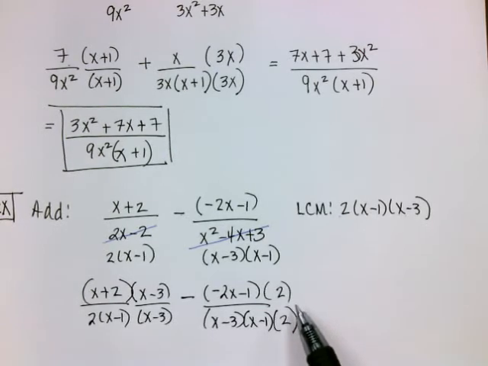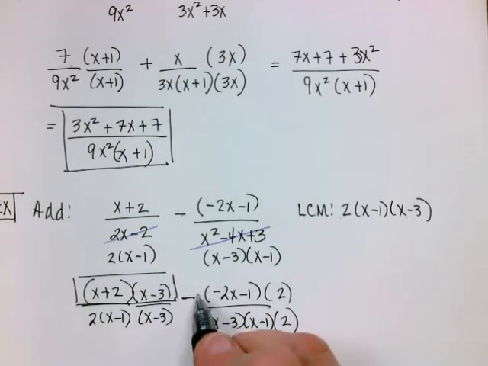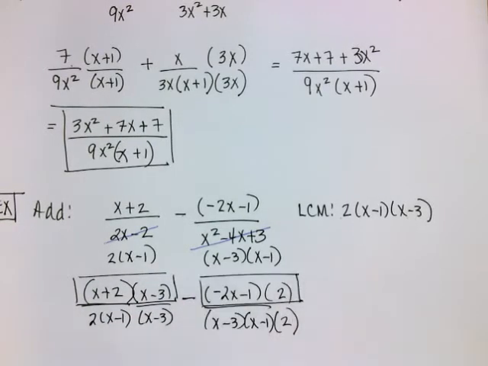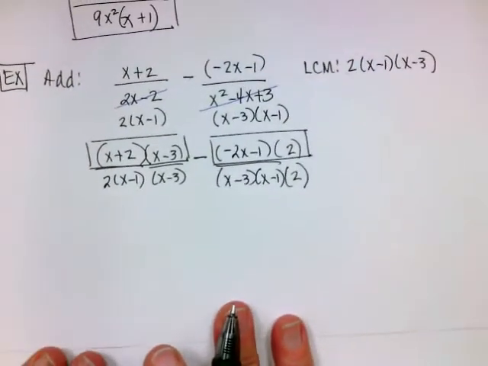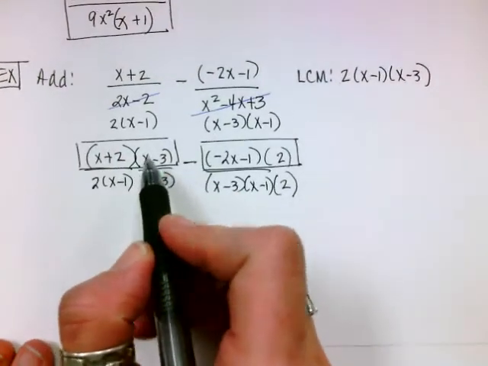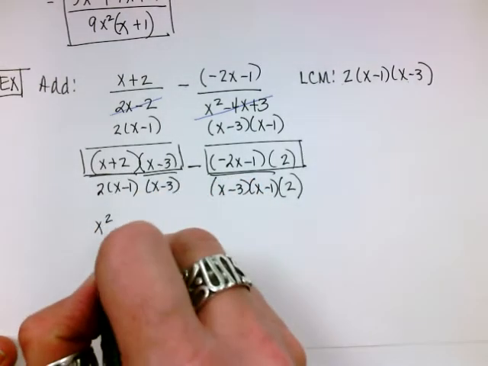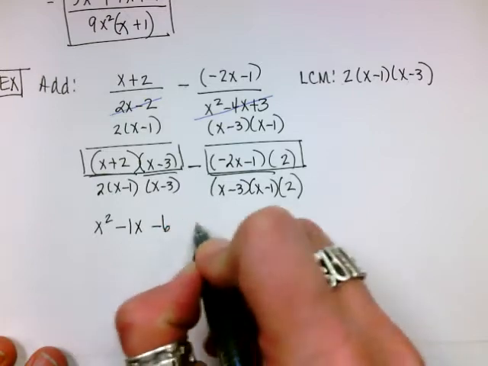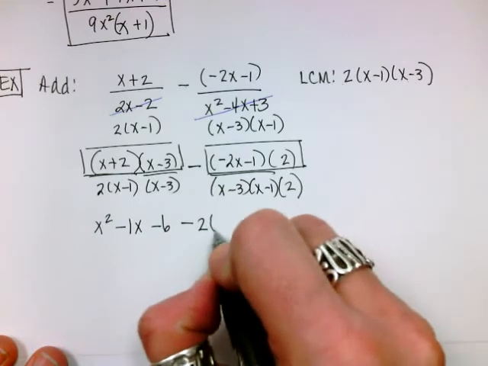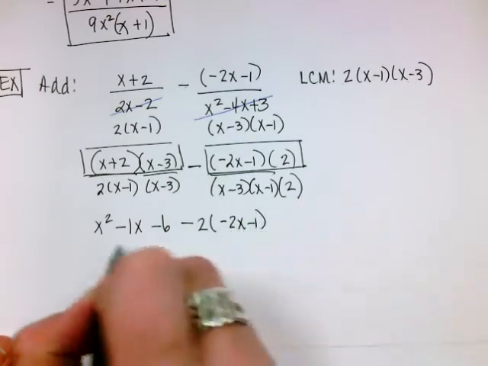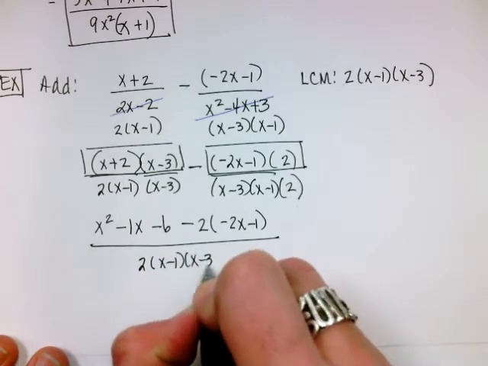Okay, so now is when it gets a little bit tricky. I am going to eventually have to redistribute, and then I'm going to have to combine like terms. I'm not going to show the box. If you need the box, you can do that, but I'm just going to write it down. So I'm going to get x squared, a negative 3 and a positive 2 is a minus 1x, minus 6. I'm going to write a minus, and then I'm going to put this 2 out front so it's easier to see, and there's my negative (2x minus 1), and all of that's going to be over 2 times (x minus 1) and (x minus 3).